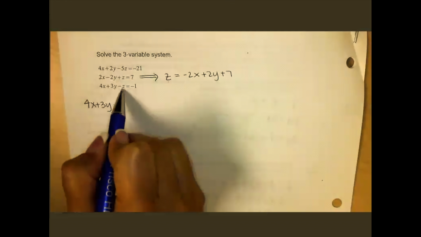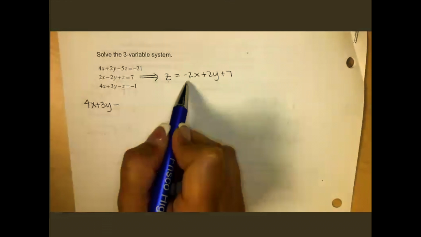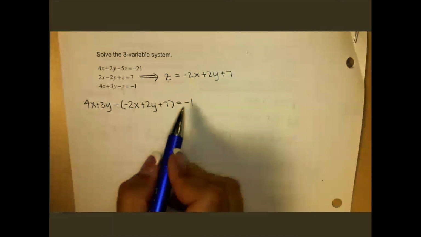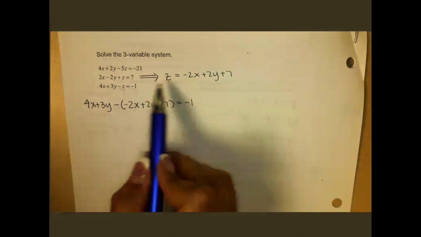So I get 4x plus 3y minus, and then this is where I'm replacing the z. So this z is going to go away, and this new part's going to be there. So negative 2x plus 2y plus 7 is equal to negative 1. The only thing I have changed in the entire equation is the z. I've replaced it with this portion right here.